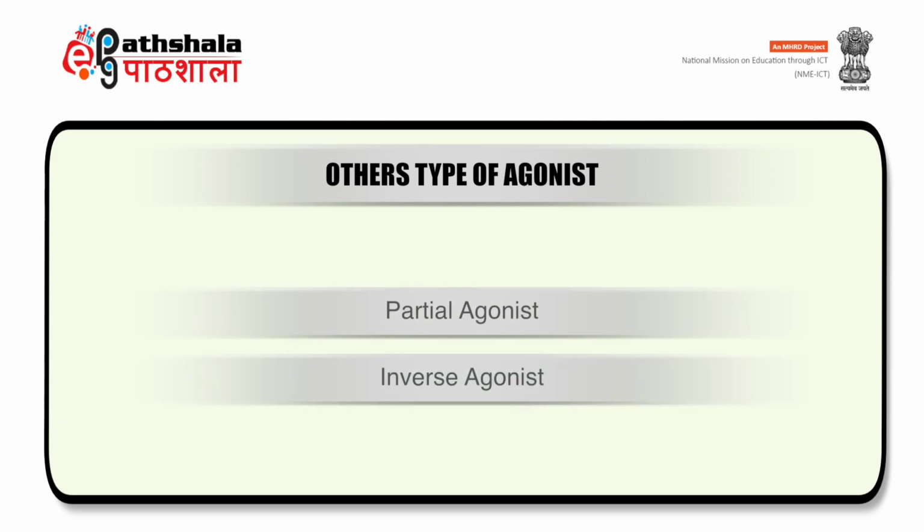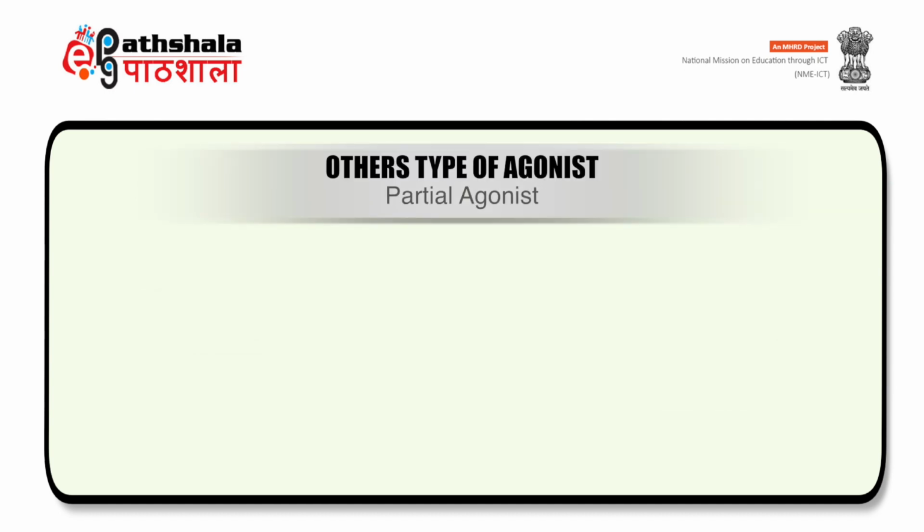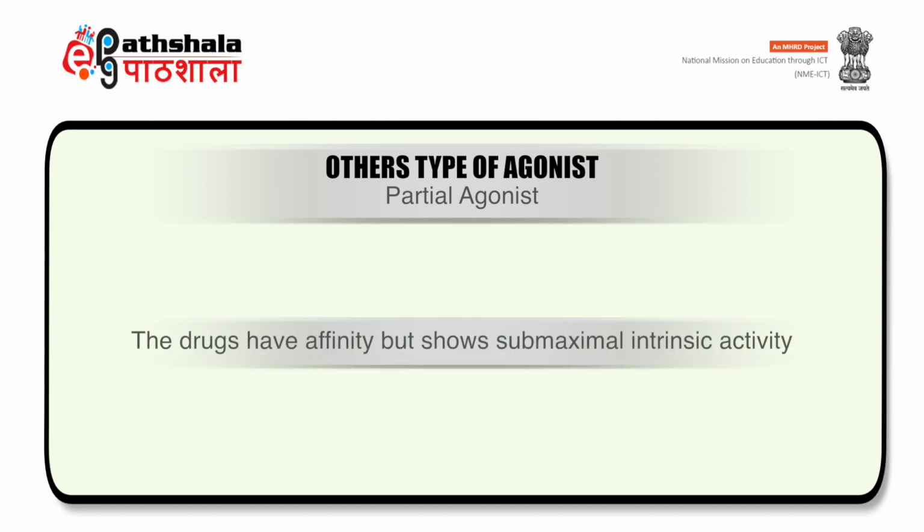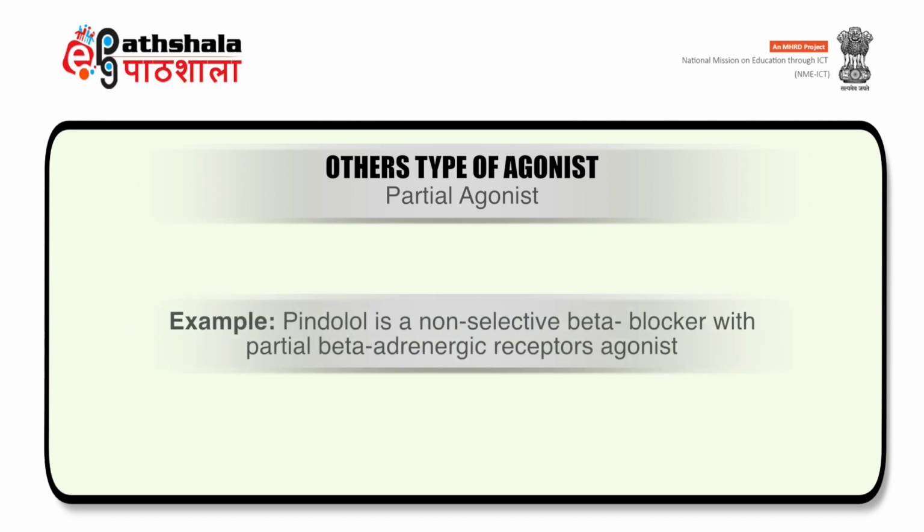Now let's understand these terminologies: what are partial agonists and what are inverse agonists? Partial agonists are the agents that are only partly as effective as agonists irrespective of their doses. These drugs have affinity but show submaximal intrinsic activity. For example, pindolol is a non-selective beta blocker with partial beta adrenergic receptor agonistic activity.